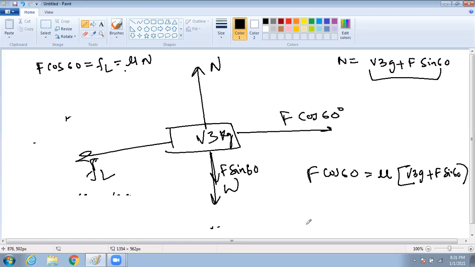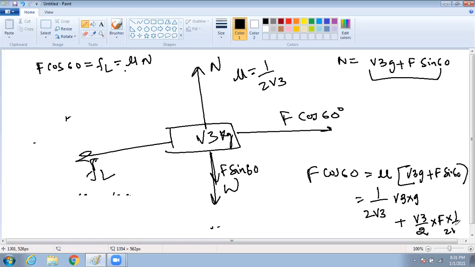Let us take mu as 1 by 2 root 3. So I will put 1 by 2 root 3 into root 3 into G plus sine 60, which is root 3 by 2, into F, again into 1 by 2 root 3. Clear? So root 3 cancels, here root 3 cancels. What are you left with? F cos 60 is equal to G by 2 plus F by 4.